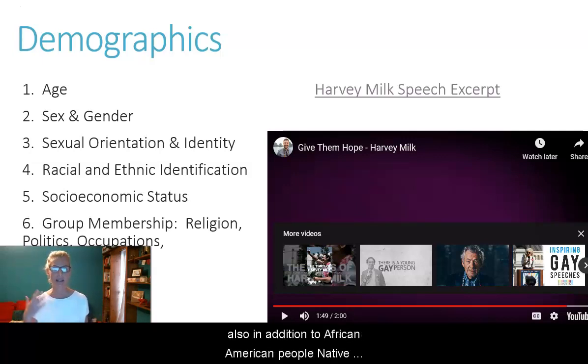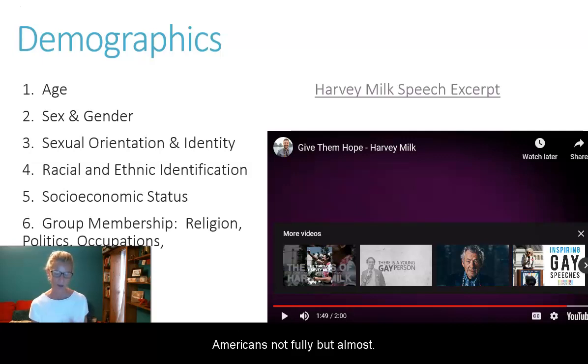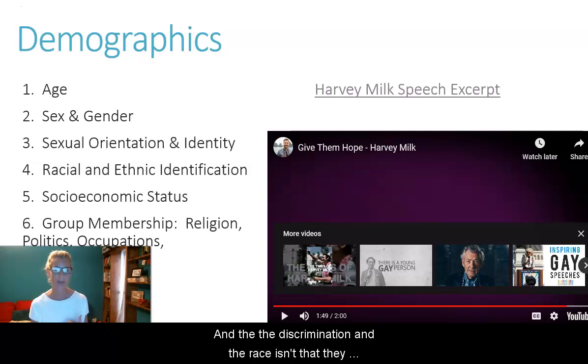And a consciousness. And it is also, in addition to African American people, Native Americans in the 19th century were pretty much wiped out. So you could say almost a complete genocide of Native Americans, not fully, but almost. And the discrimination and the racism that they felt as well. And after World War II, we have Japanese Americans as well that faced great racism. And racism is alive and well in this country.